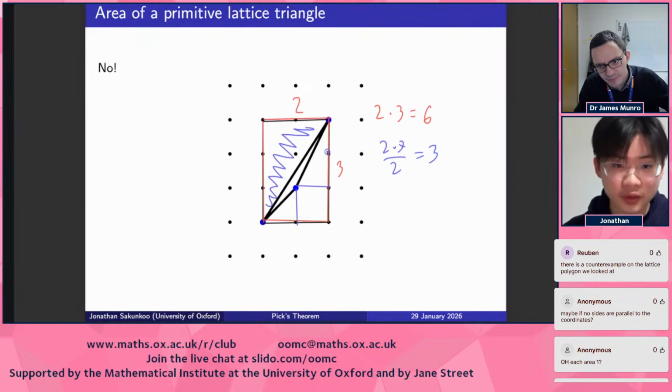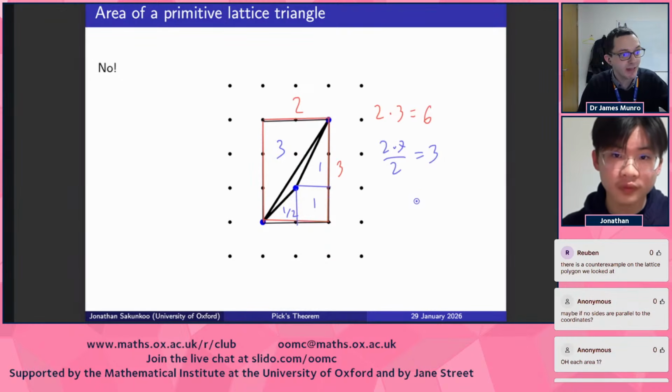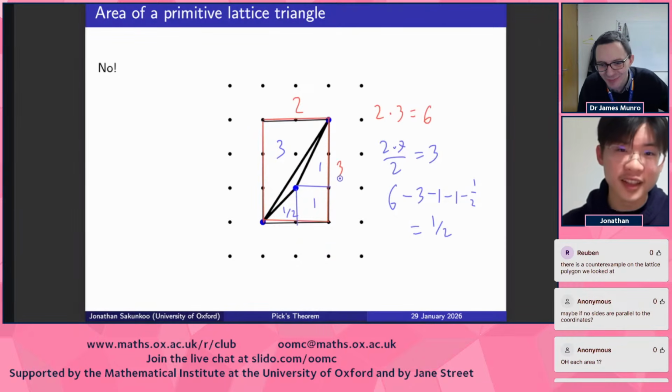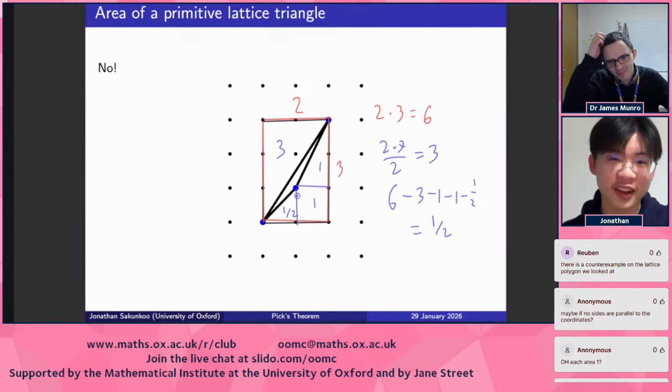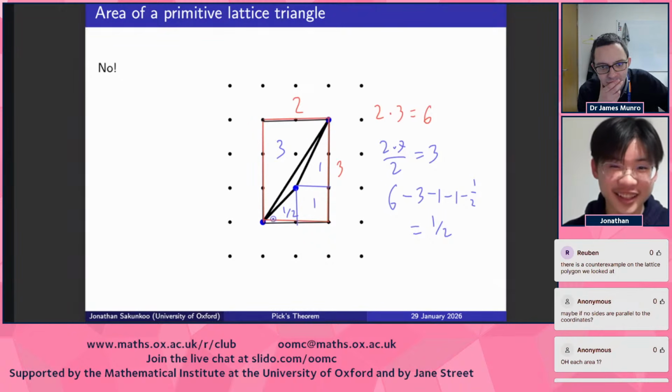I guess we can just draw these. There's 1 for the square and a half for the little triangle underneath. So indeed, it does turn out to be 1/2 for that weird, skinny primitive lattice triangle down the middle. It's also got area half, like all the others. So we might suspect that all of these have area of a half. And it turns out that this is unfortunately not the easiest thing to prove.